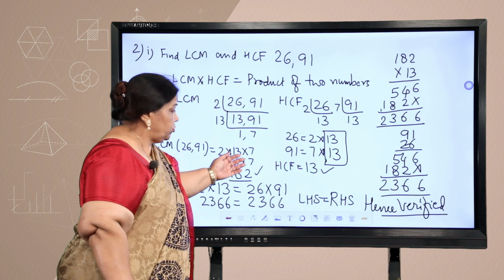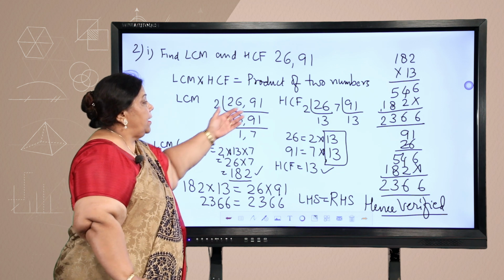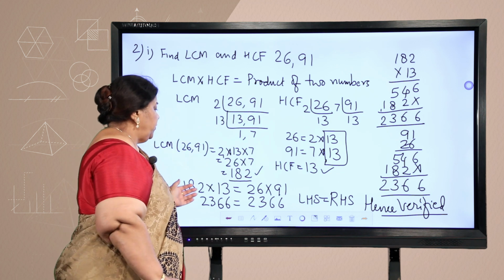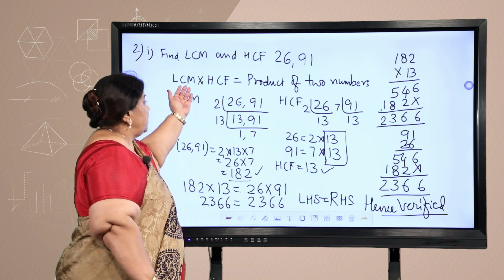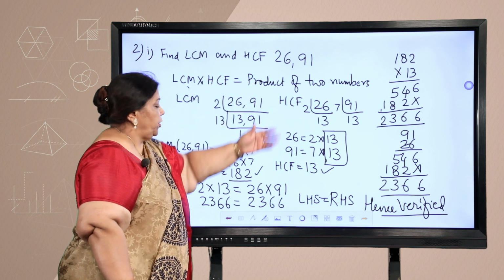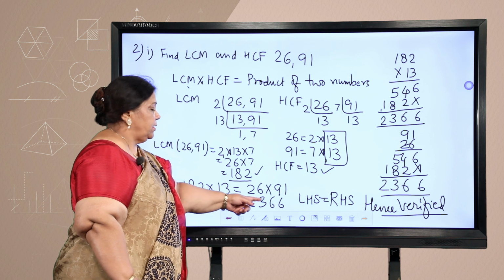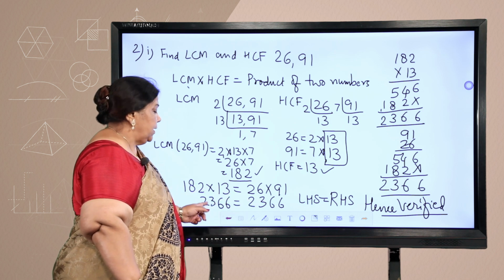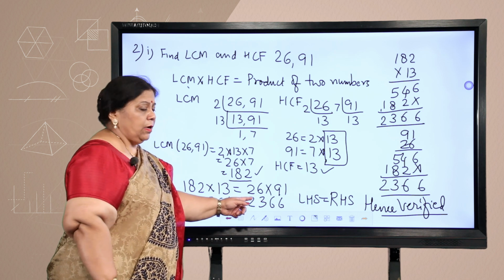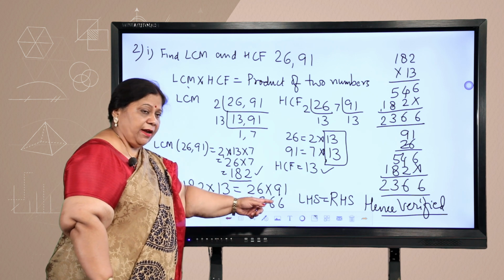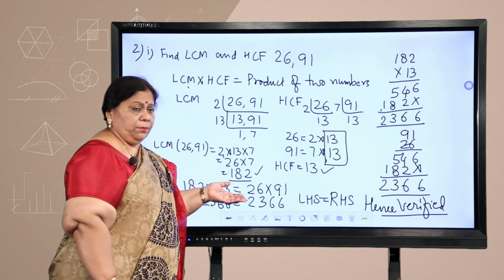I hope you have understood, students. We have calculated the LCM and HCF and we have also verified the result: LCM into HCF is equal to product of two numbers. It is 2366 in both the cases. Therefore, LHS is equal to RHS, hence verified. Let us look into the next problem.